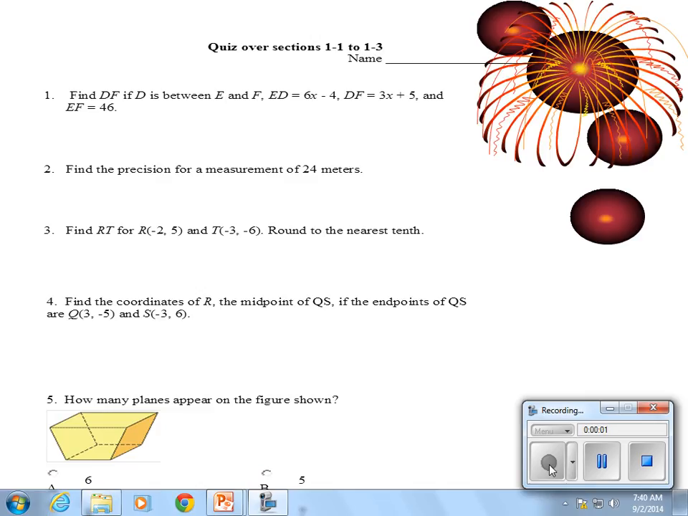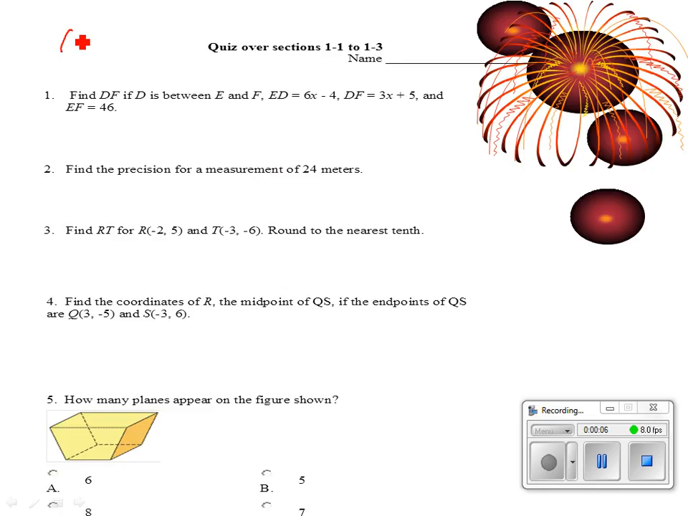Number one, find DF. Remember, anytime they say something like find AB and it doesn't have a ray symbol, line symbol, or segment symbol, then they're saying find the length of the segment. If D is between E and F, so you've got to draw your picture. What goes out here on this end? How about on the other end? And we put D somewhere in there.